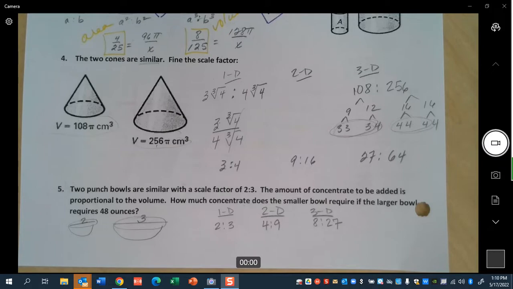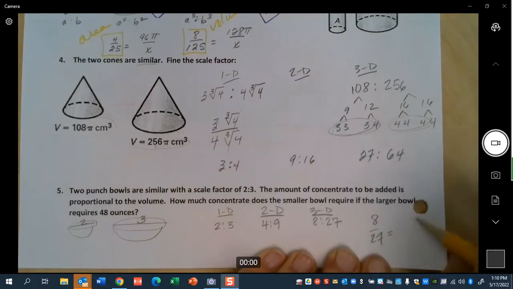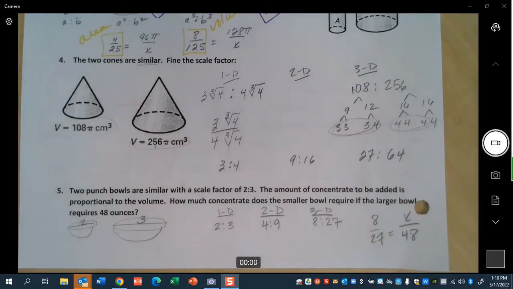All right, now that I have that story down, it says the amount of concentrate to be added is proportional to the volume. How much concentrate does the small bowl require if the large bowl requires 48 ounces? Which of these scale factors do I use? The volume one. So I know that 8 to 27 is going to be equal to some mystery compared to 48. Sound okay?